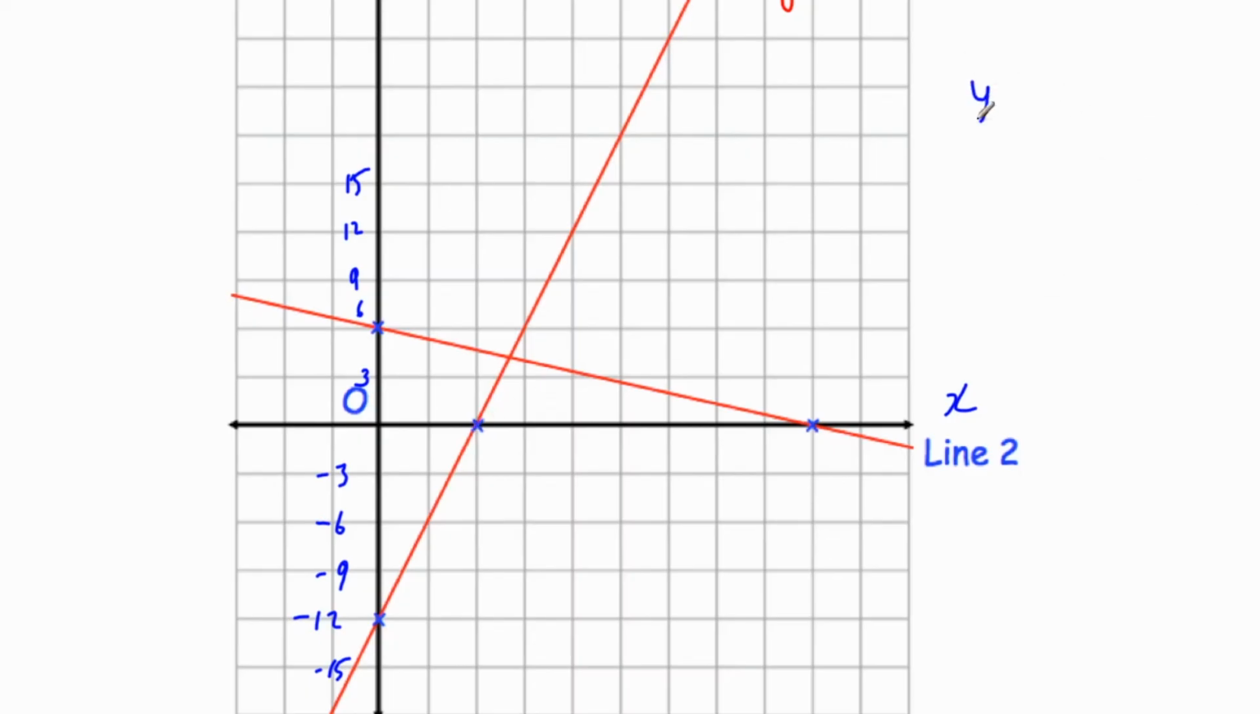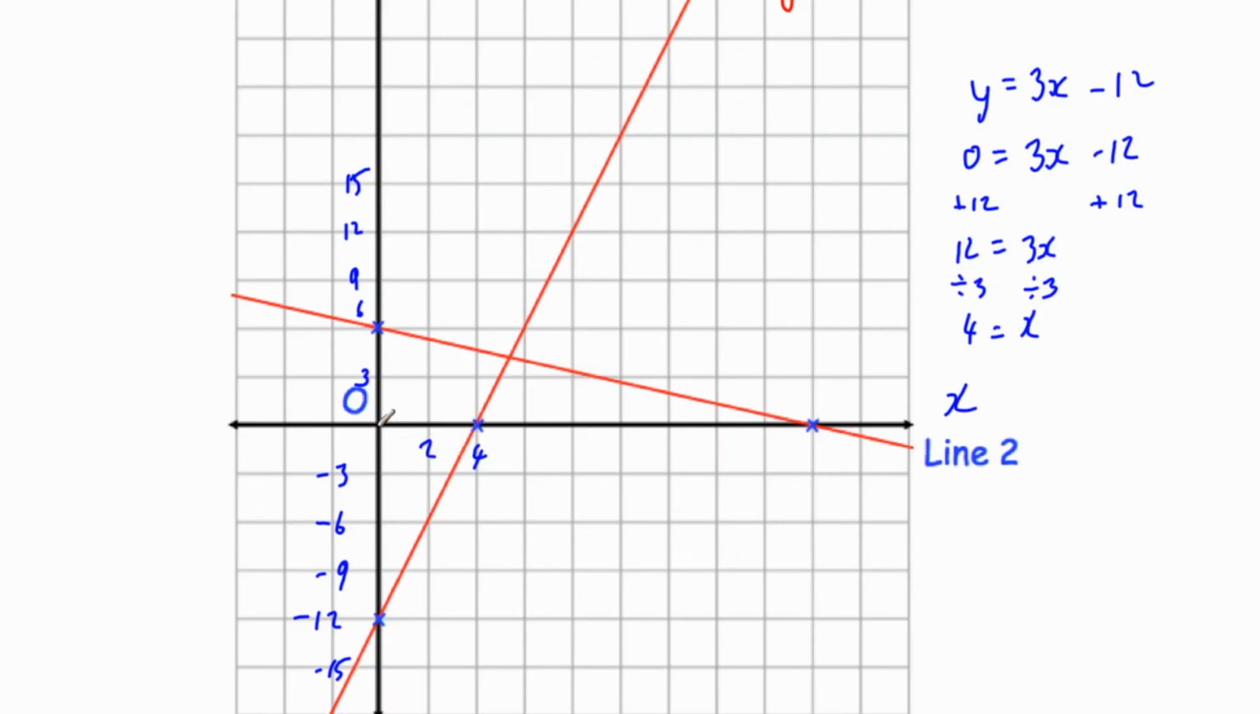So we've got the equation y equals 3x minus 12. If we let the height y equal 0, we'd have 0 equals 3x minus 12. If we add 12 to both sides, we get 12 equals 3x. And divide by 3 on both sides. 12 divided by 3 is 4, so we get 4 equals x. So that means it crosses the x-axis at 4. So that would be 4.